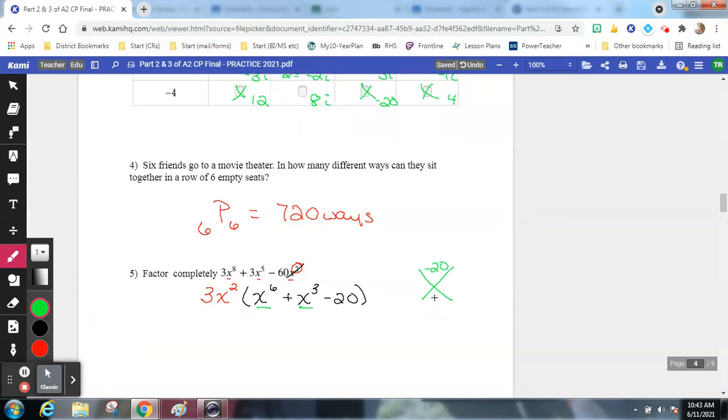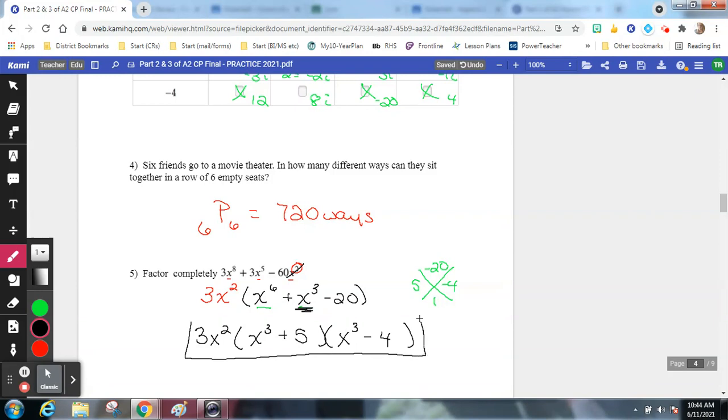Factors of negative 20 that add to a positive 1, well, that is 5 and negative 4. So this factor would be 3x squared. I'm going to use the middle term, x cubed, because an x to the 6 is split evenly amongst 2 x cubes. And then my values are x plus 5 and x minus 4. If you could factor your groupings further, you would, but those are cubes and they're not perfect cubes, so I can't go any further than that.